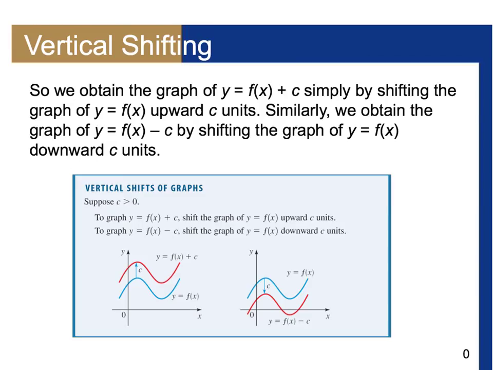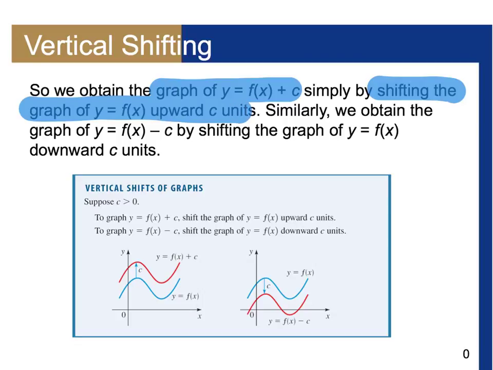So we get the graph of y equals f of x plus c by shifting the graph of y equals f of x upwards c units. We can see that here: f of x is the blue one, and y equals f of x plus c is the red one, and everything's shifted up by c. So to graph y equals f of x plus c, shift the graph of y equals f of x upwards c units. And then similarly for a downward shift, we're going to subtract the c.